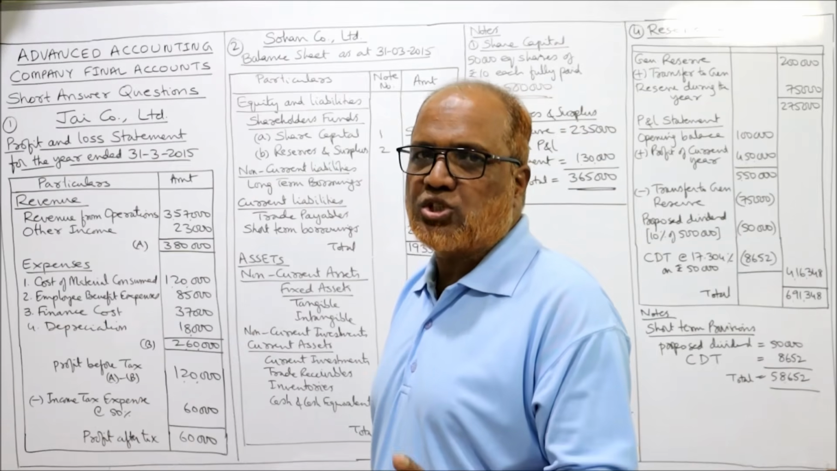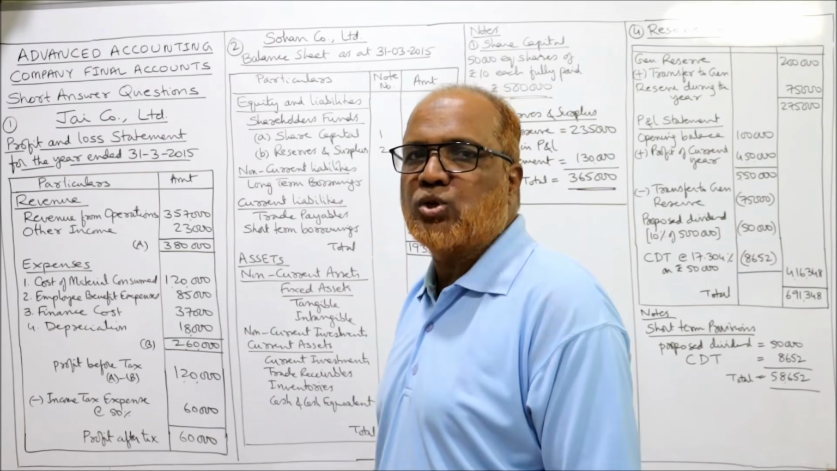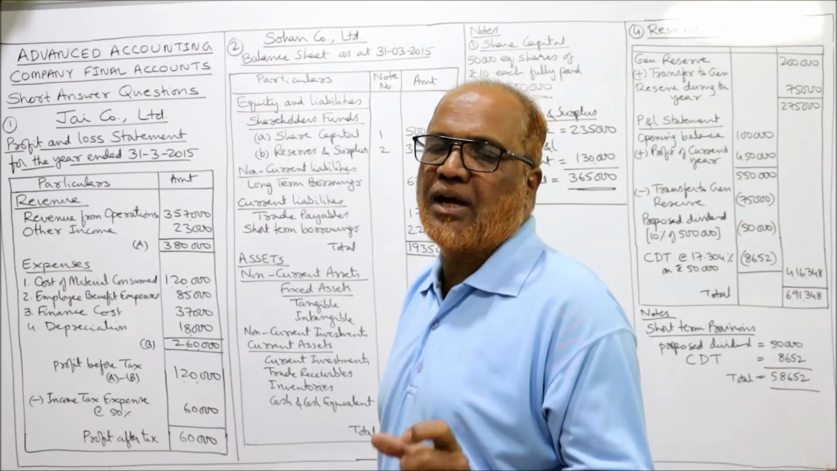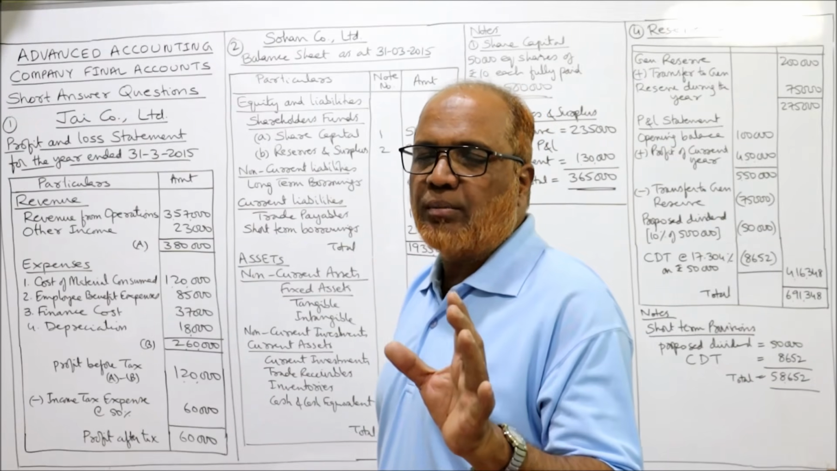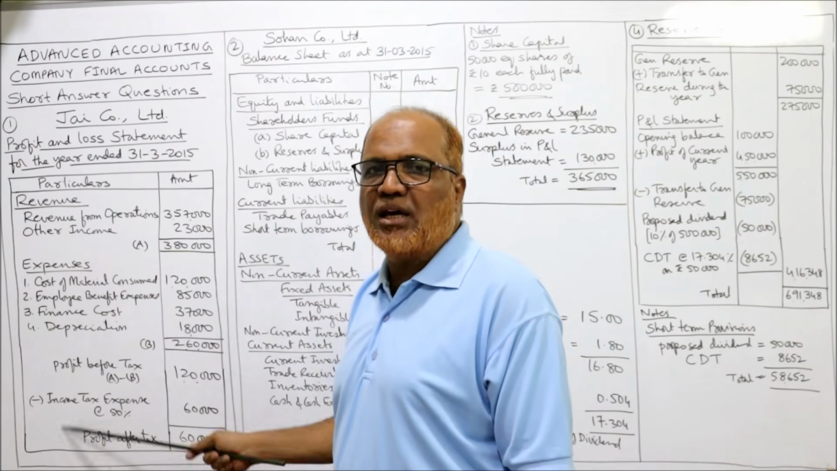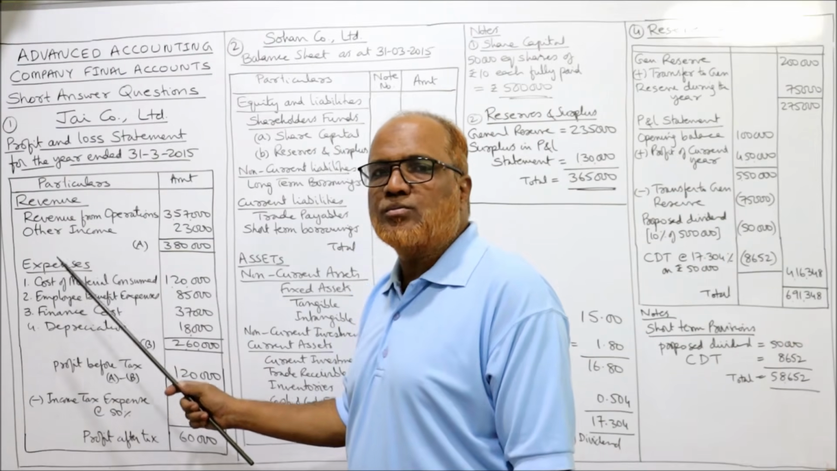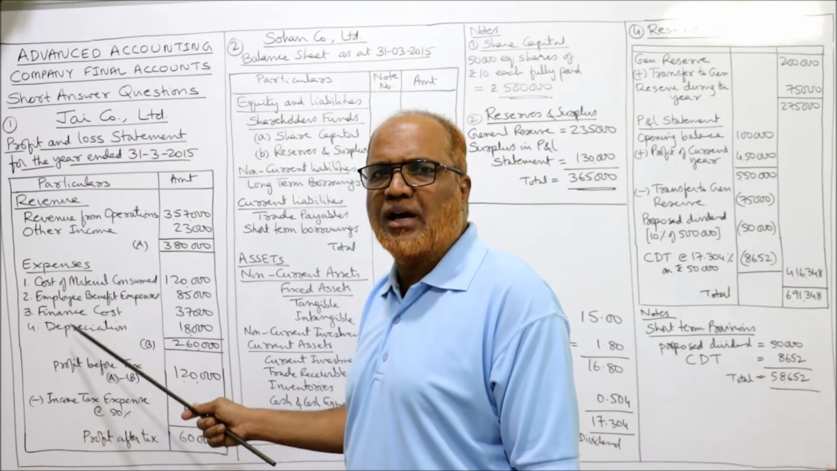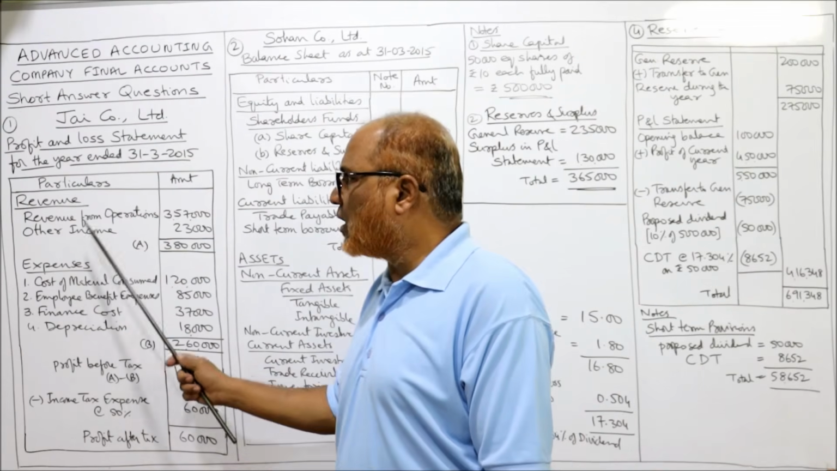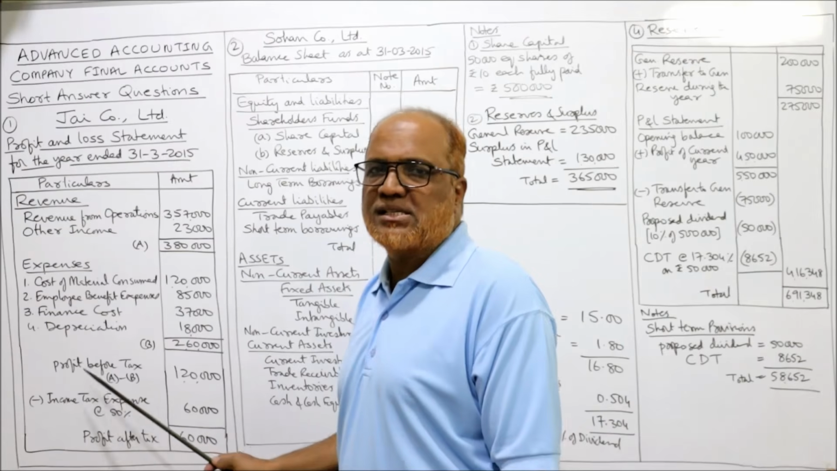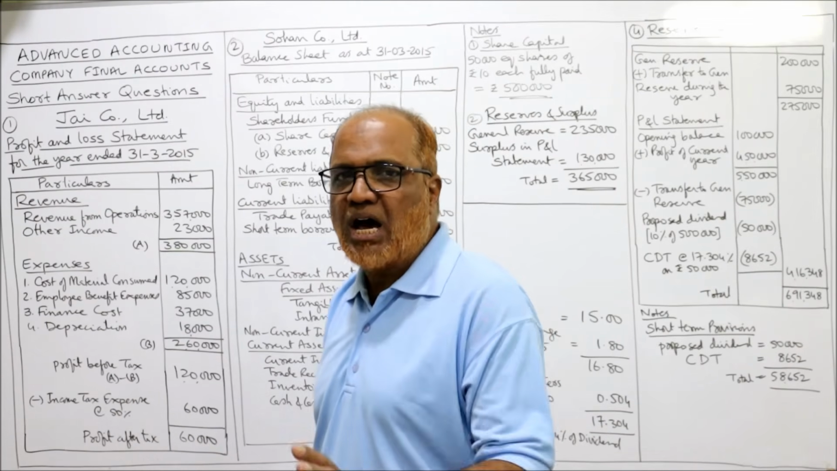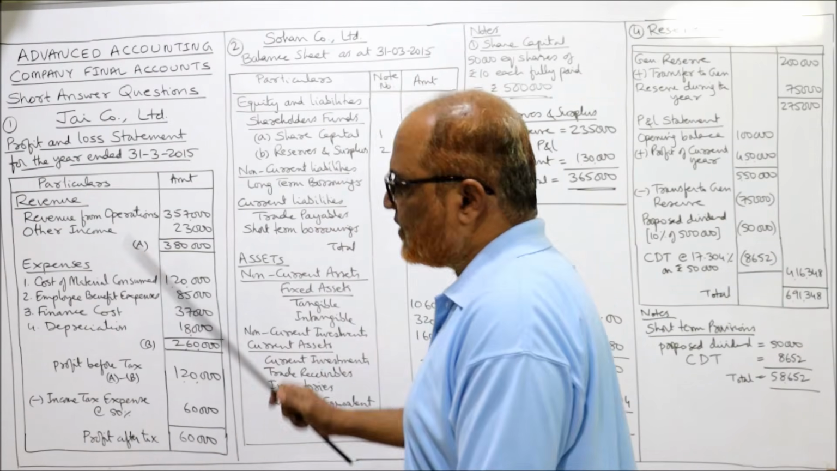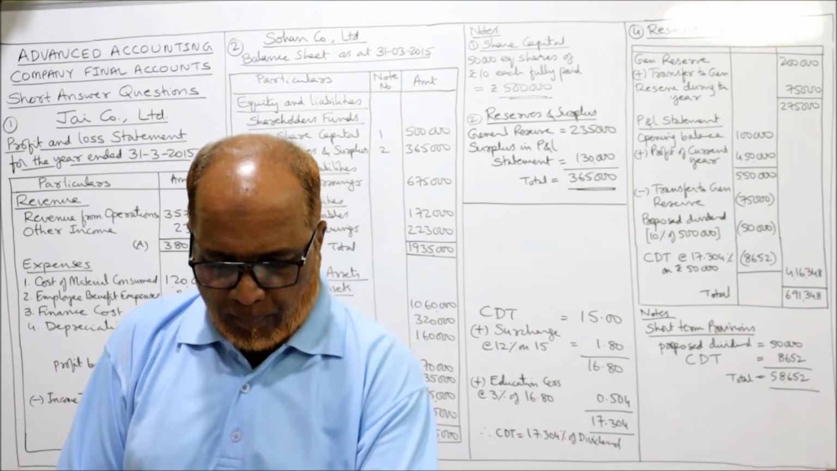This is the first problem on the profit and loss statement of a joint stock company. It's very simple. The only thing you have to remember is the items which are taken in the profit and loss statement. Normally two items will come in revenue and four, five, six items will come under expenses. So revenue minus expenses gives profit before tax, less income tax expense gives profit after tax. This is the first problem. Now see the second problem.